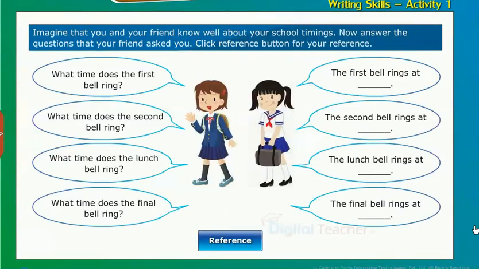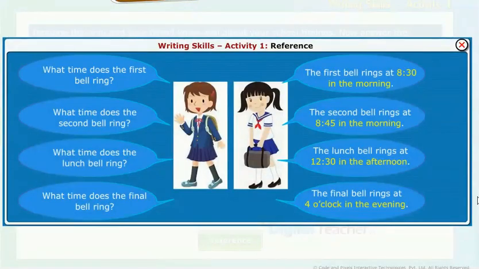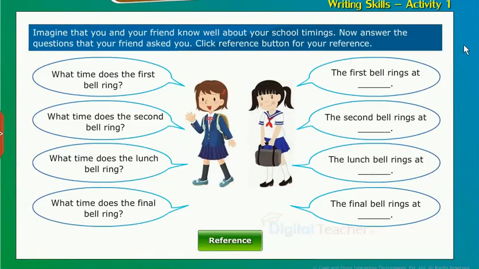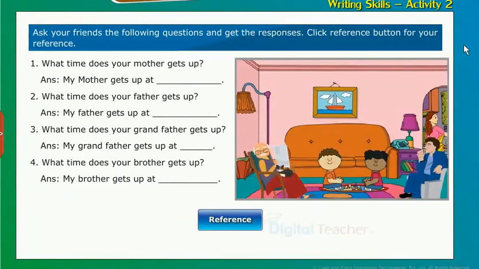Imagine that you and your friend know well about your school timings. Now, answer the questions that your friend asked you. Click Reference button for your reference. Writing skills. Activity 2. Ask your friends the following questions and get the responses. Click Reference button for your reference.